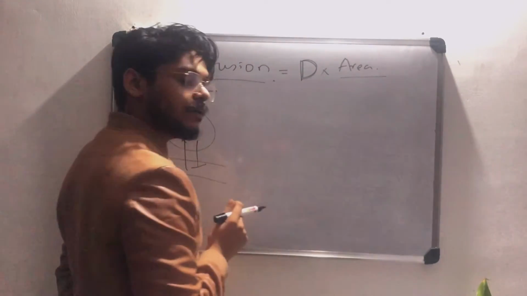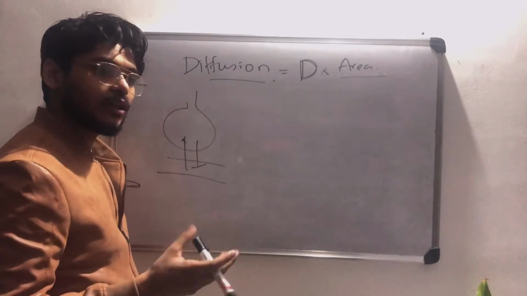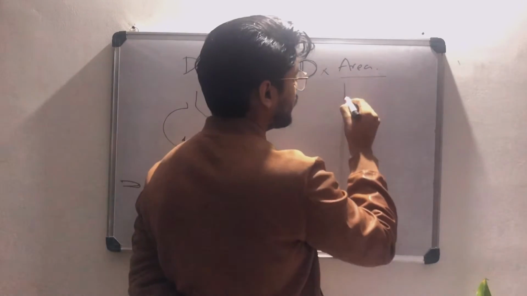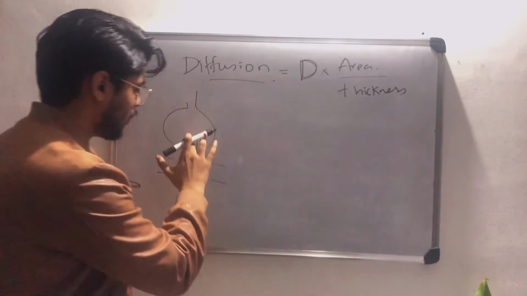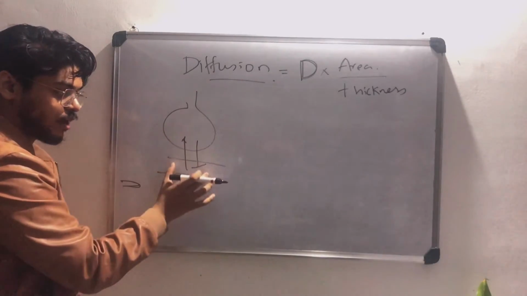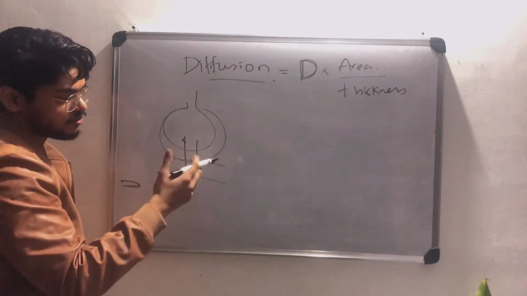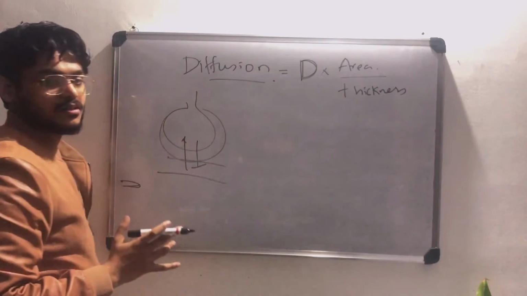And the area is provided by what? It is provided by the alveoli. So if alveoli is more, that means area is more. So there is more area, there is more diffusion. But if thickness is increased, there is a lot of place to cover to reach this blood vessel, right? So if thickness is increased, then it's difficult to diffuse. So thickness is increased, diffusion is decreased, right?